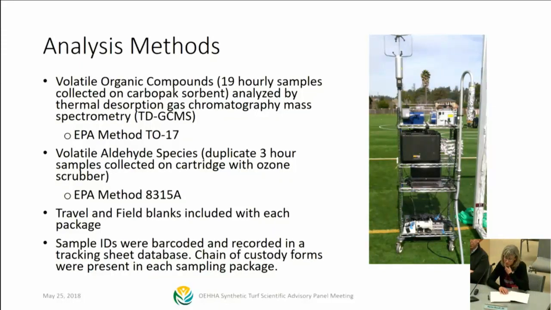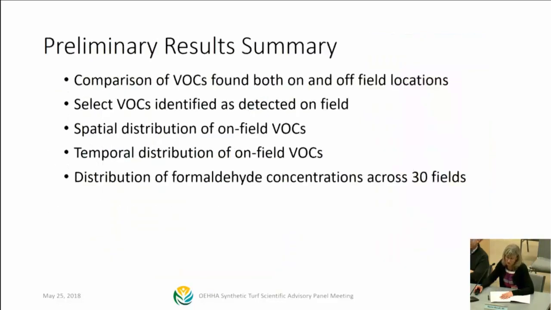So sample integrity was protected by a variety of quality control steps, including travel and field blanks, barcoded sample IDs, sample tracking database, and chain of custody forms included with each package. So next I'll show some results on the VOCs. I'm going to take a look at the vertical and temporal distribution of the VOCs and then some formaldehyde results.